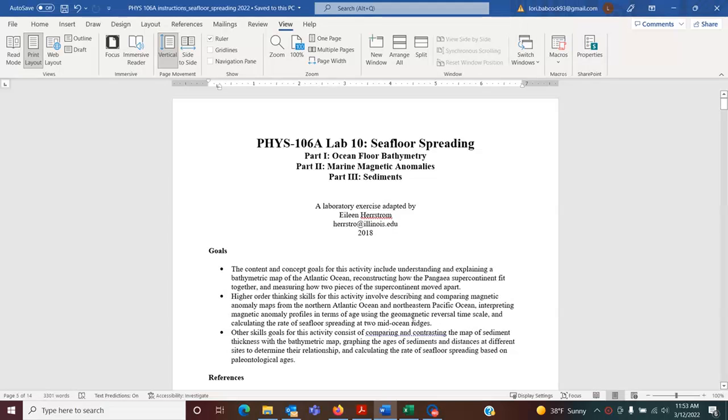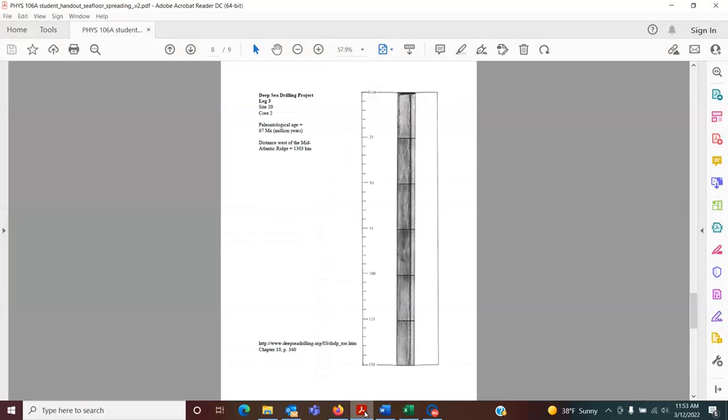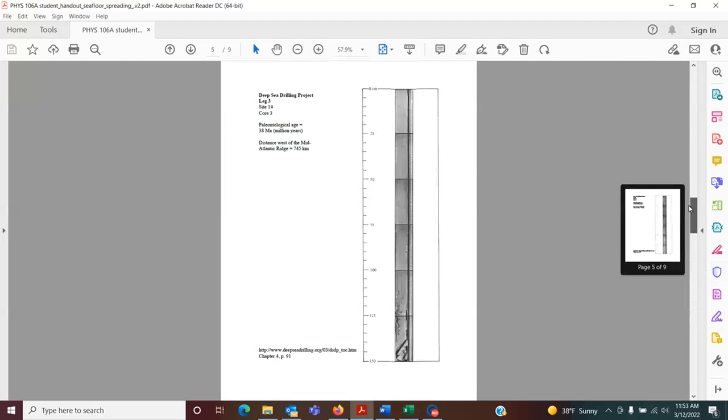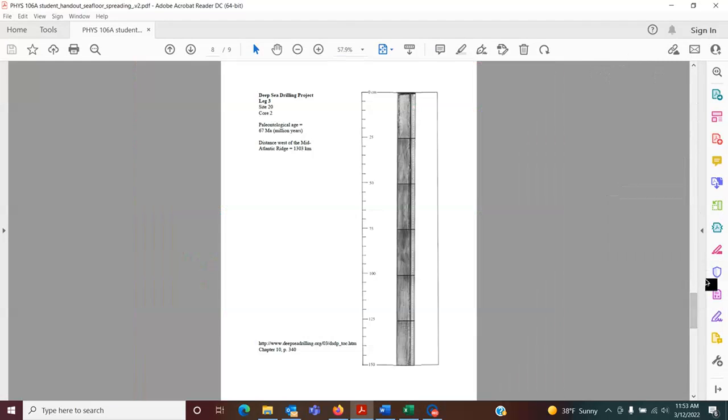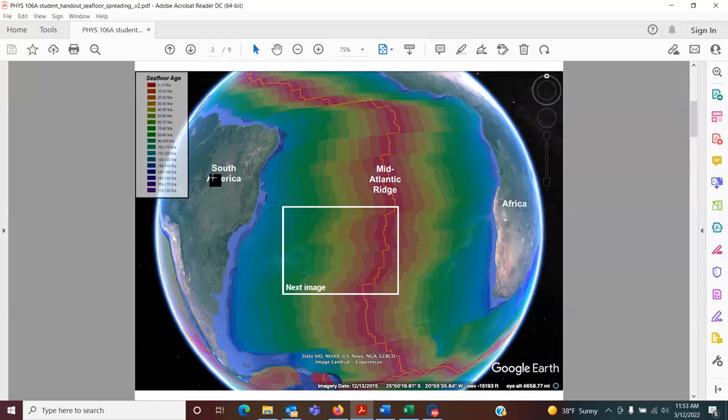Hello, everyone. I'm going to take some time to go through Lab 10, seafloor spreading. And this lab has three components. You have this Word document that I have up right now, an Excel spreadsheet for the last part of the questions in the Word document, and this PDF that gives you figure 1.2. And then the rest of it is really for the last part of the lab.